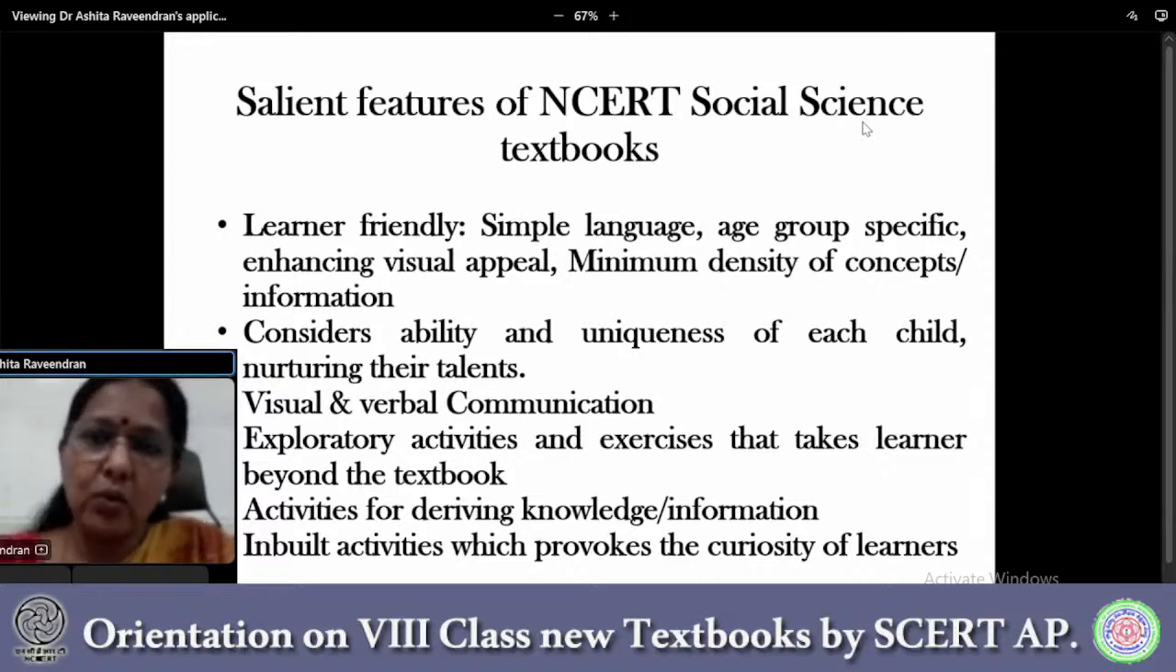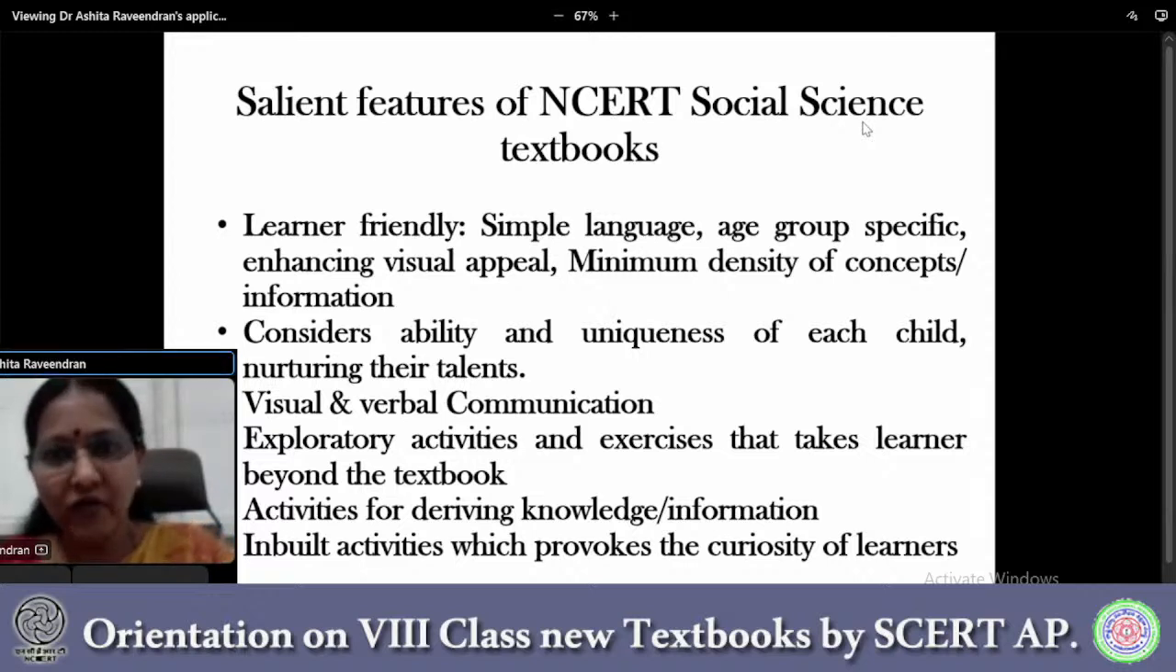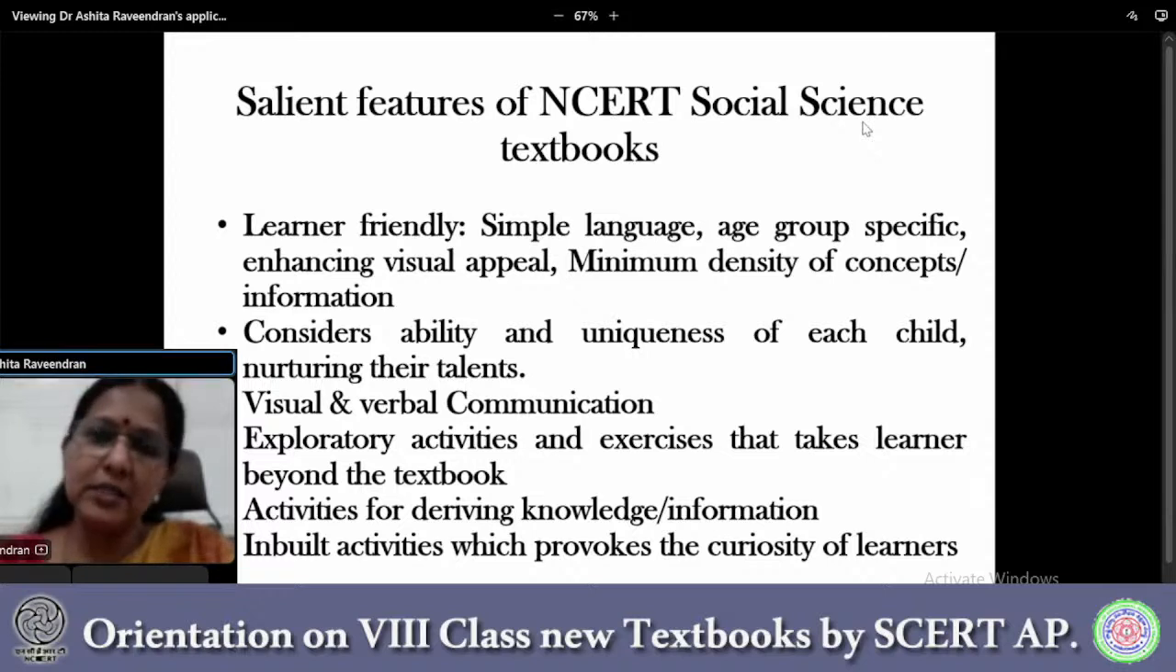Looking into all these things, the textbook also has many activities which will take care of the needs and capabilities of all the children. There are portions where the children can do fun activities, and portions where they can draw and express themselves. Unless the teacher does these things in the classroom, the child is not going to gain from the textbook. And then there is visual and verbal communication.